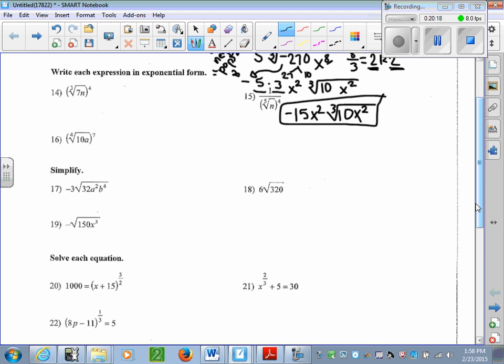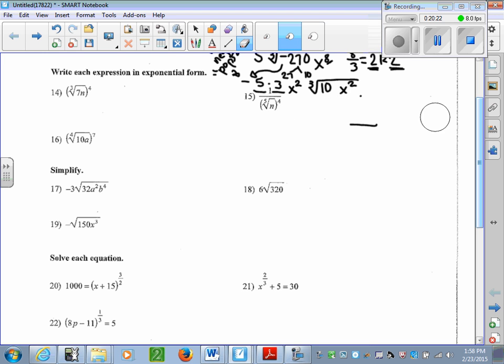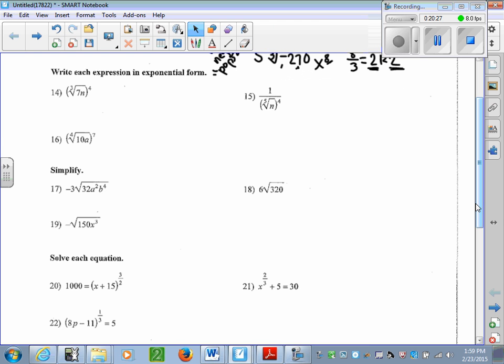Let's do number 15. So again, I'll erase a little bit of this. Again, you can pause it, rewind it if you need to see some of that. Okay, so number 15. Actually, number 15 we're going to skip. Number 15 you don't really need to know. So let's skip 15. I'll do one of the evens.